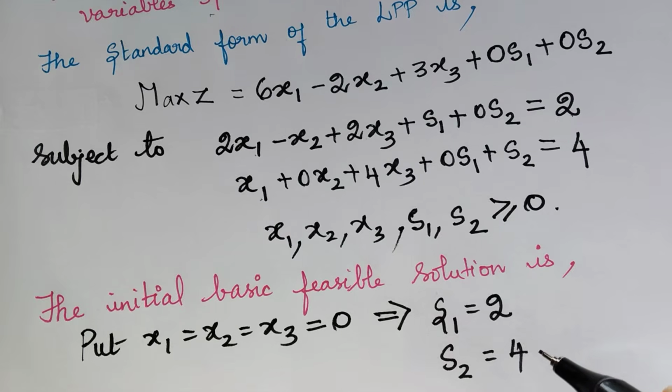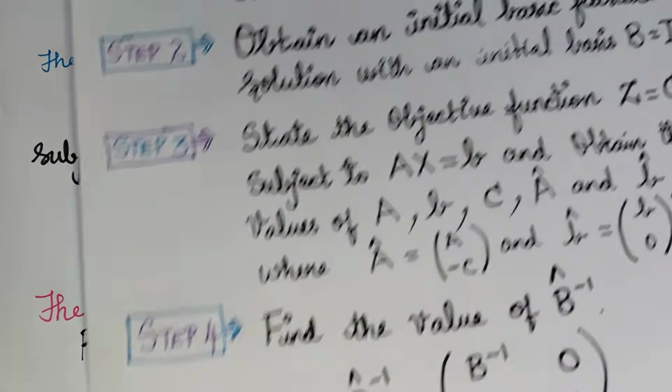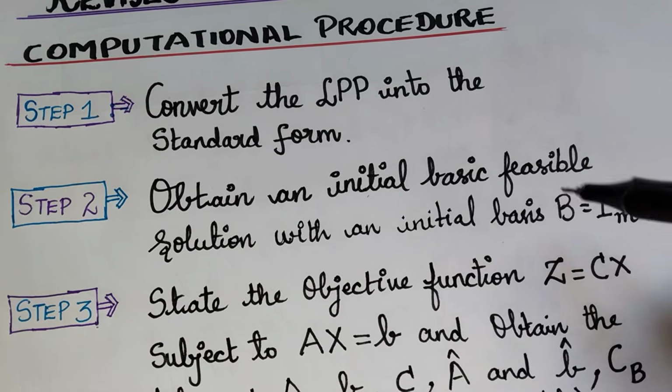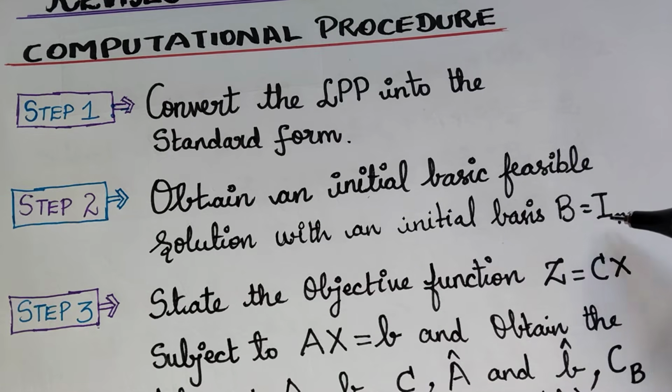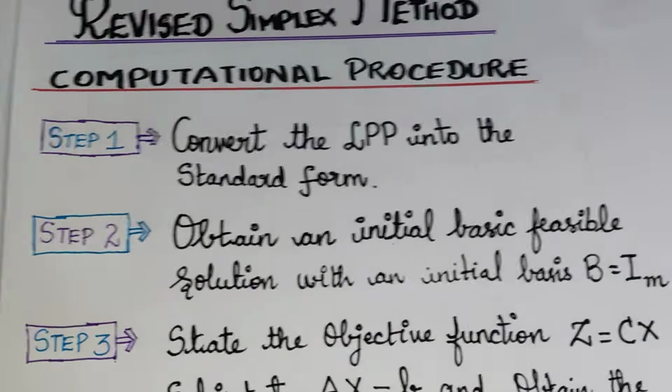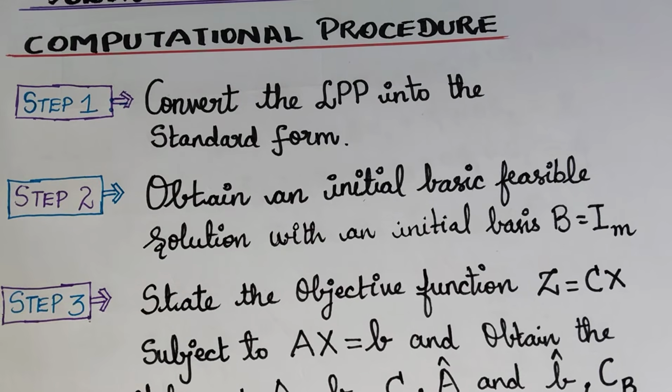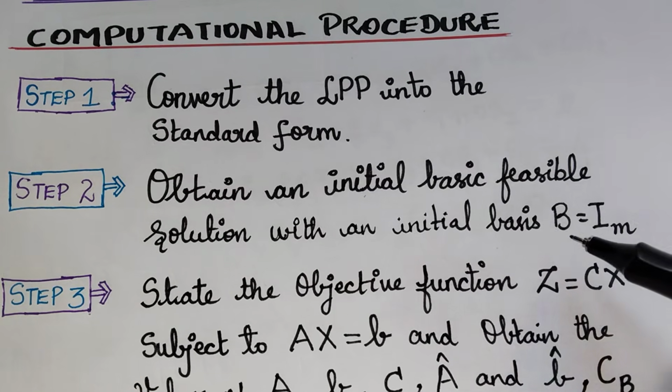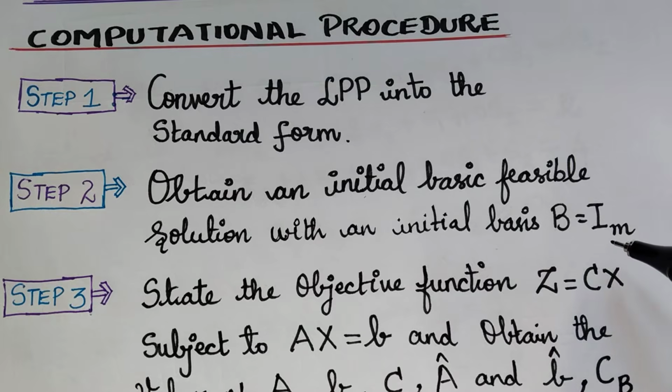We shall now find the initial basis. So what is the initial basis? The initial basis is capital B, that is equal to identity matrix Im. So what is this M? M represents the number of slack variables that we have added. So how many slack variables have we added? Two slack variables. So B will be equal to I2, the identity matrix with 2 rows and 2 columns.